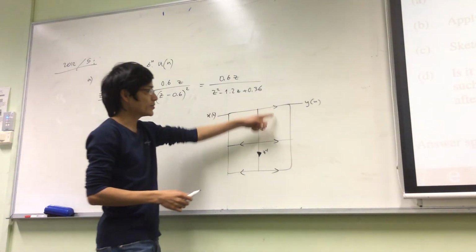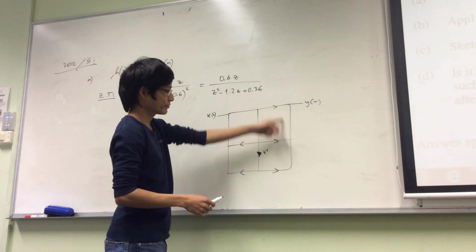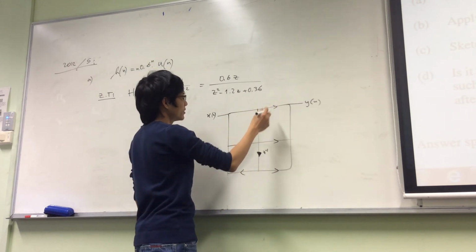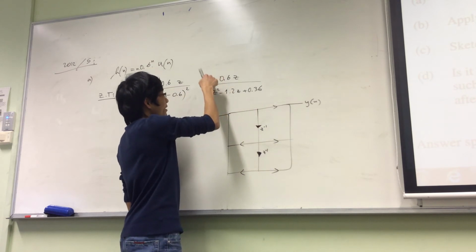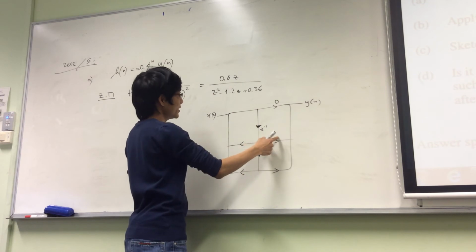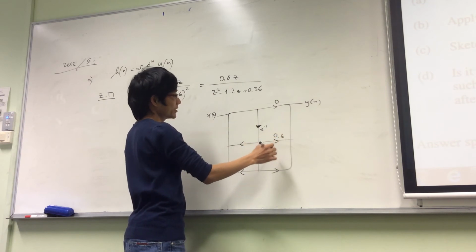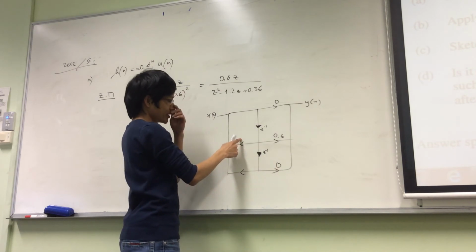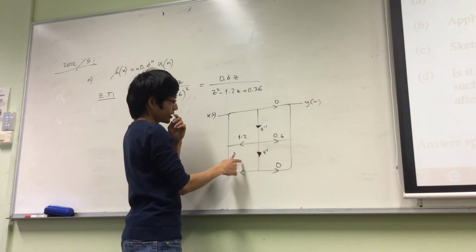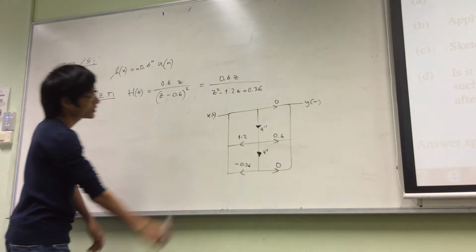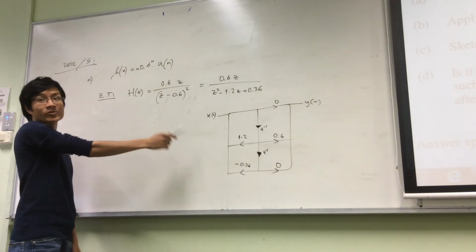What is the constant at z squared? Zero. How many z squared over here? Nothing. And how about z? 0.6. Then 0 and 0. How about this constant? It's 1.2, plus. How about this? Minus 0.36. So this one is called the block diagram, and you can get the difference equation from this as well.